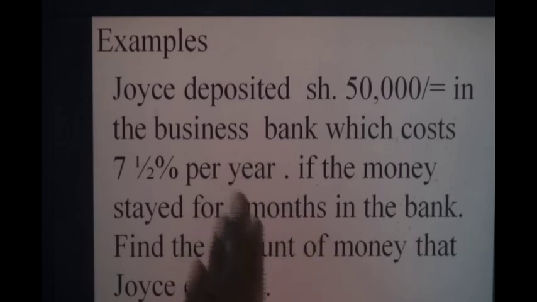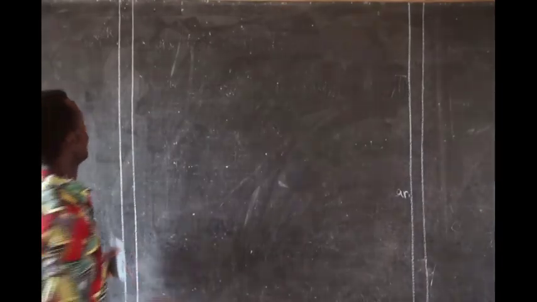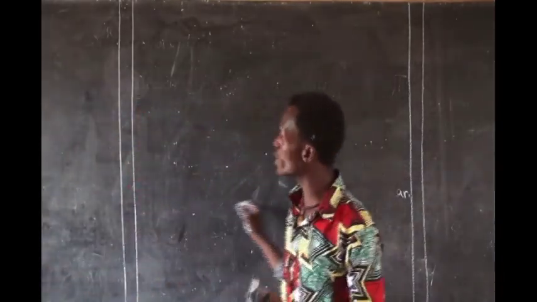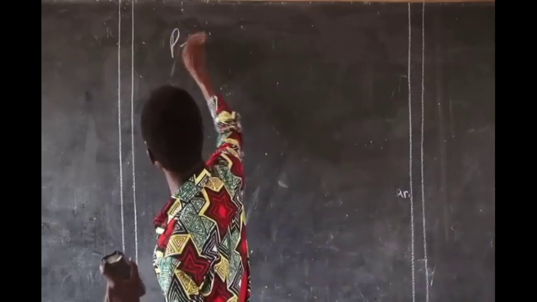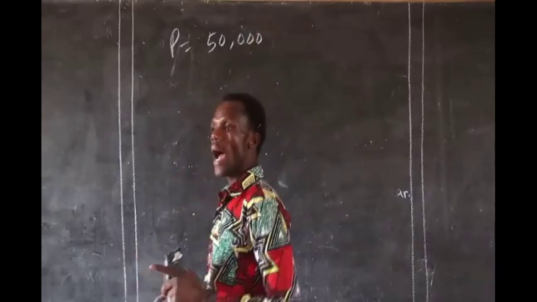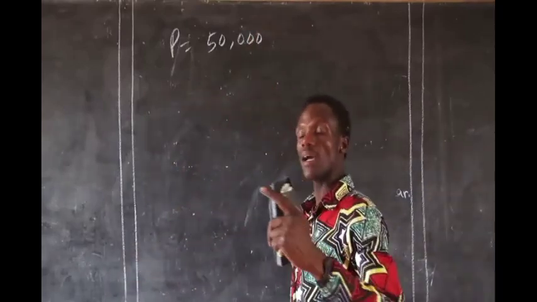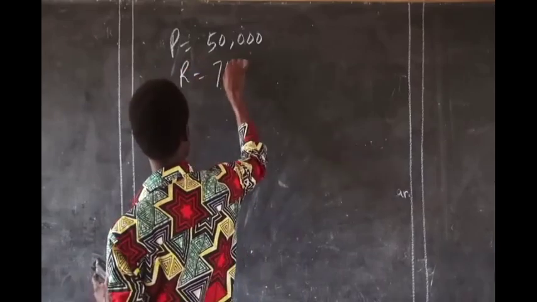Now let us see how to solve this question. From the question we've been given, Joyce deposited 50,000. That is the principal. Principal is 50,000. And the bank's cost is the rate. Rate is equal to 7 and 1 over 2.